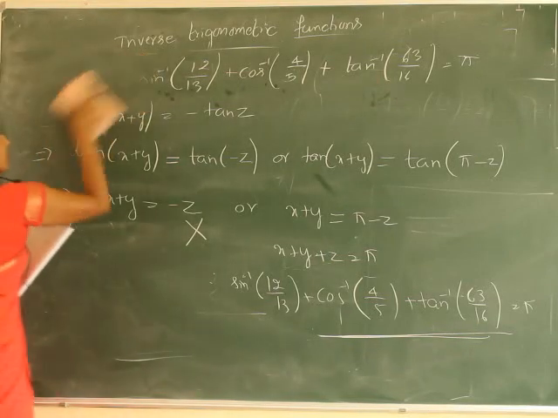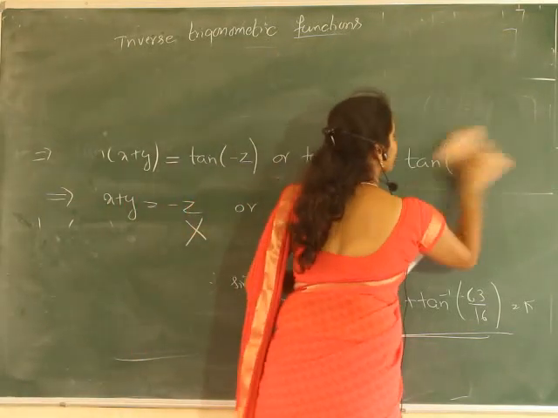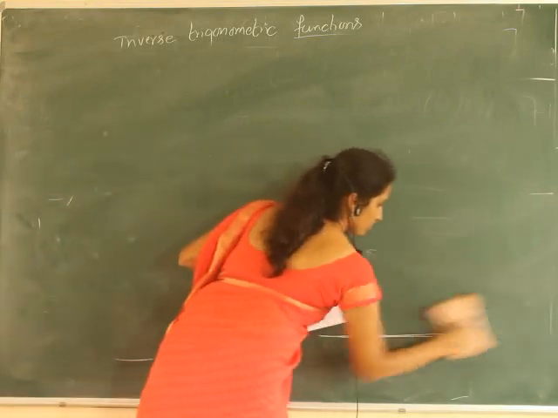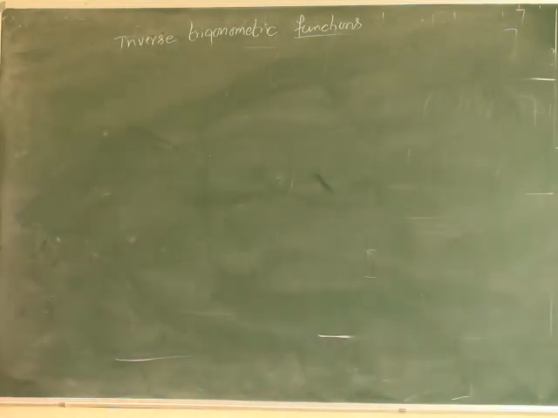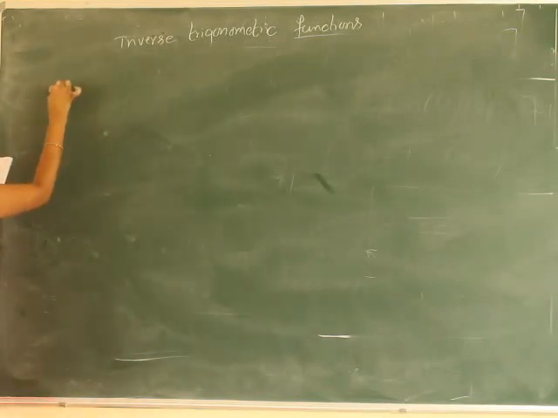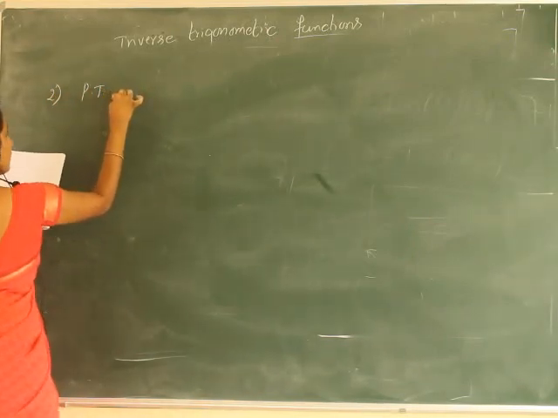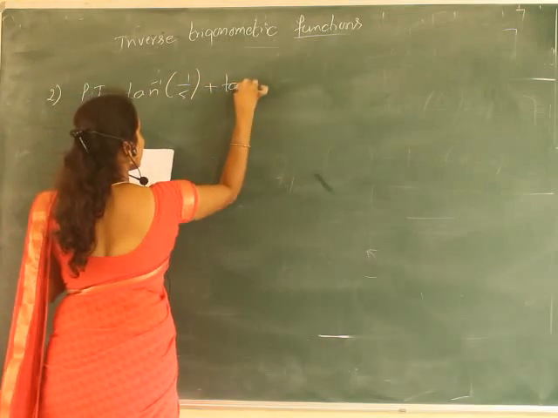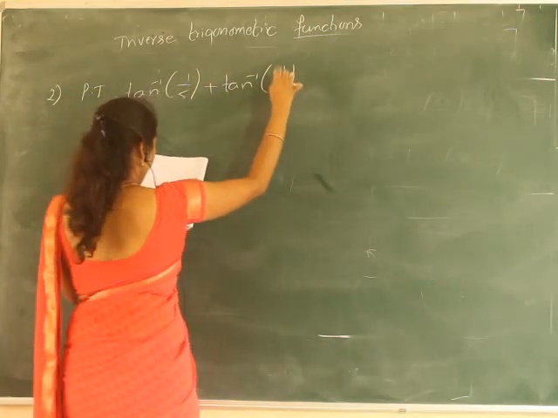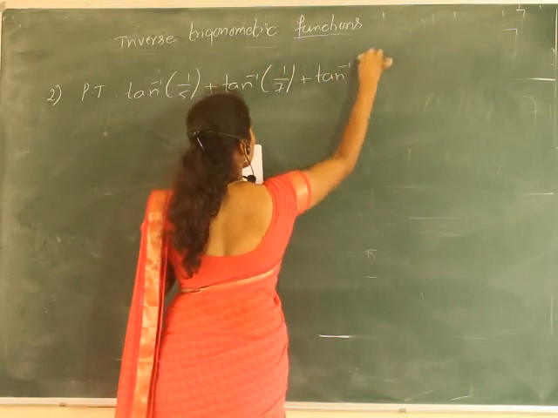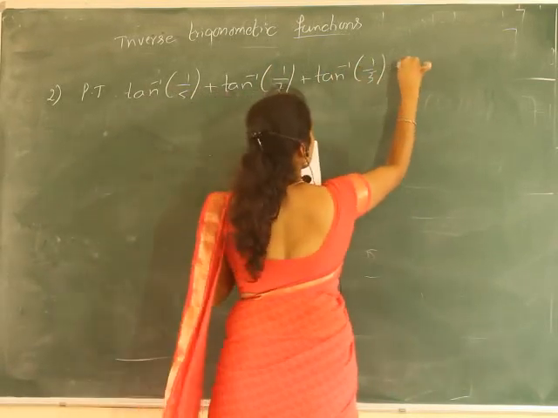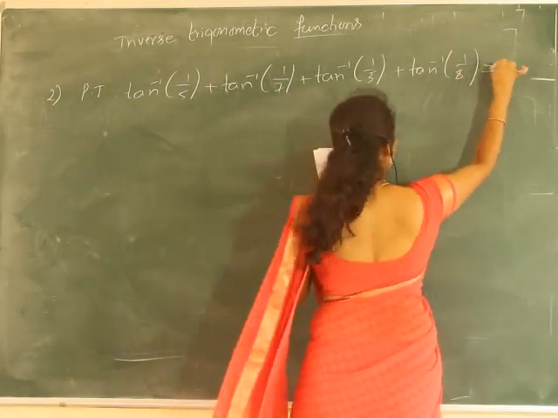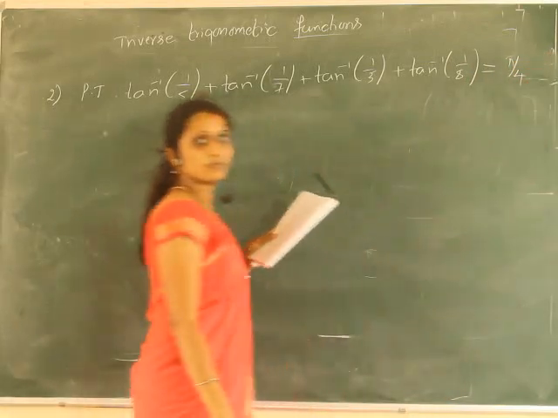Next one. Next problem. Prove that tan inverse of 1 by 5 plus tan inverse of 1 by 7 plus tan inverse of 1 by 3 plus tan inverse of 1 by 8 is equal to pi by 4.